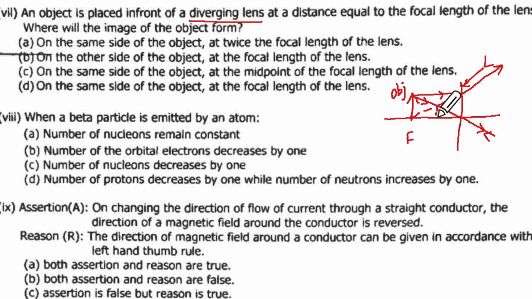Now can you see the image will be exactly midway, no? Because this is a rectangle and these are the diagonals of the rectangle, correct? So the image will be at a distance of half the focal length. It is on the same side, not the other side. At twice the focal length? No, half the focal length. Where is it? Half the focal length, the midpoint of the focal length.